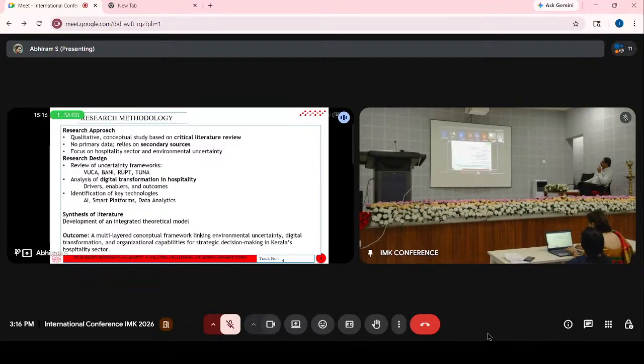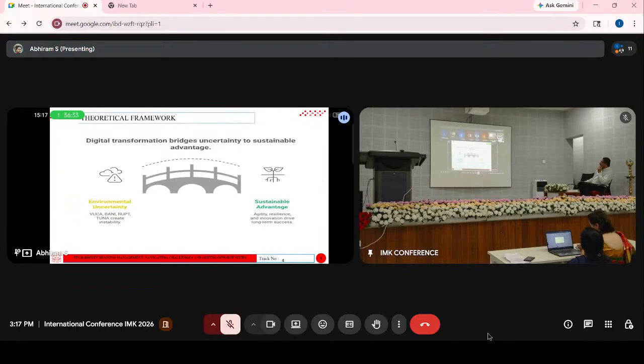Research methodology. Research approach: a qualitative conceptual study based on a critical literature review. No primary data; reliance on secondary sources. Focus on the hospitality sector and environmental uncertainty. Research design: review of uncertainty frameworks, and analysis of digital transformation in hospitality and the implications of technologies. Synthesis of the study: development of an integrated theoretical model. Outcome: a multi-layered conceptual framework linking environmental uncertainty, digital transformation, and organizational capabilities for strategic decision-making in Kerala's hospitality sector. This shows the theoretical network of how environmental uncertainties can be bridged to a sustainable advantage, and adopting agility, resilience, and innovation drives long-term success.